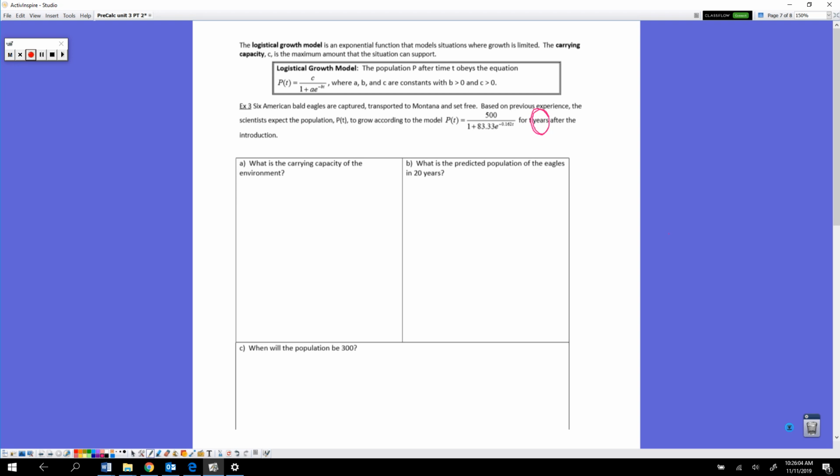So this equation means that this 500 at the top is our carrying capacity. The scientists believe that the maximum amount of eagles that could be in Montana would be this top number. That's the maximum eagles. All right, that's the carrying capacity, okay? If we look at our question A, what is the carrying capacity of the environment? That's just going to be 500 eagles.